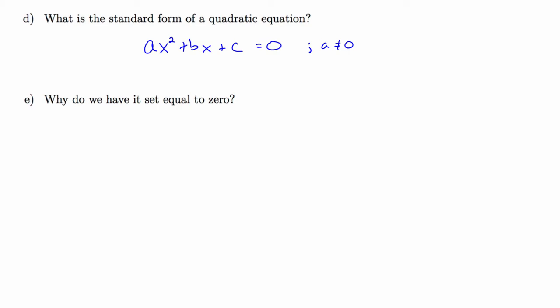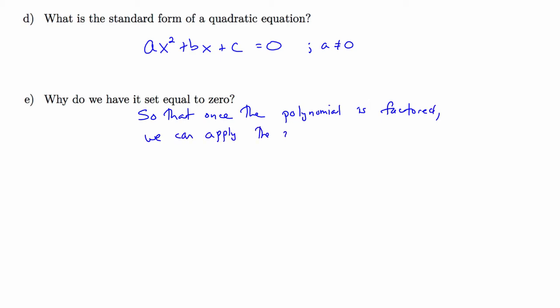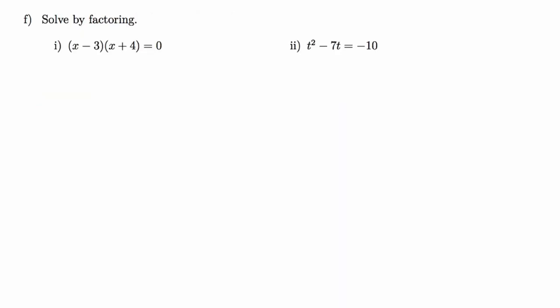But in Part E, why do we have to set it equal to 0? The reason it must be set equal to 0 is so that we can factor the polynomial on the left side of the equation, and once it's factored, we can then apply the zero factor theorem. So now let's make use of that zero factor theorem to solve two equations in Part F.